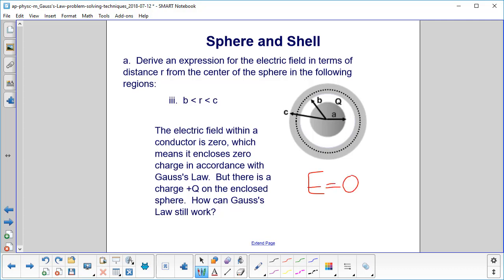But there's that plus charge Q on the inside. How can Gauss's law still work? Think about that before you go to the next slide, please.